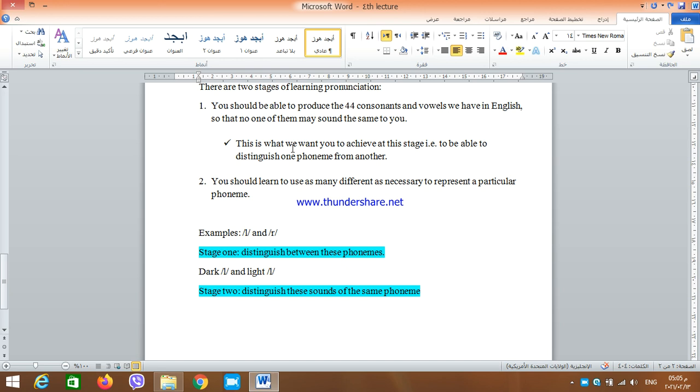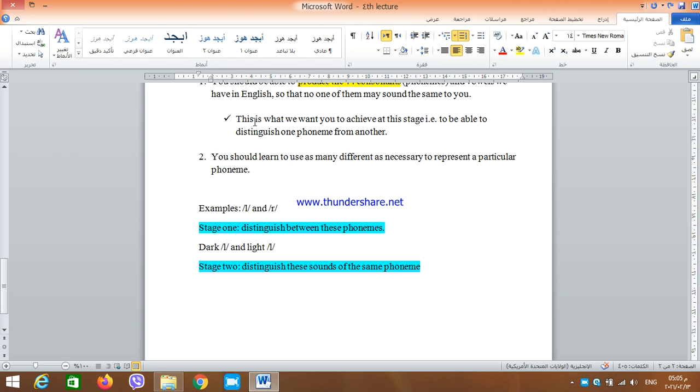So what to do as learners? As learners, you should be able to produce the 44 consonants and vowels that we have. These are actually phonemes. They are the phonemes of the language. Correct? You should be able to produce them correctly. And the next step is to do what? This is what we want you to achieve at this stage, because you are still beginners. You are still first year.